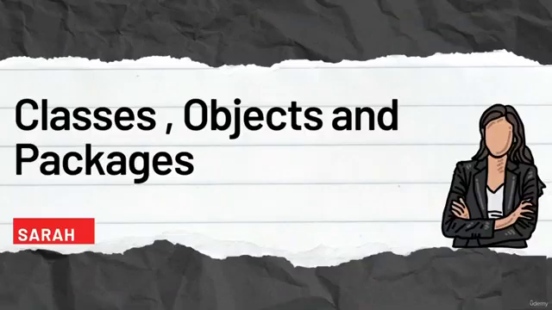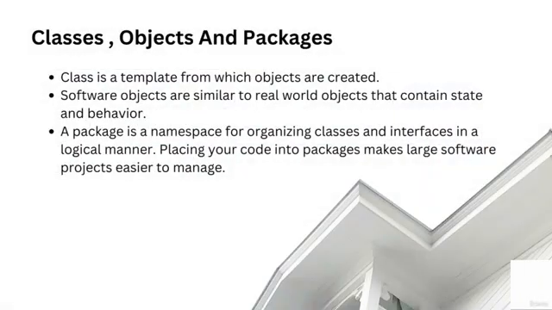Next, we'll be talking about classes, objects, and packages in Java. A class in Java is like a blueprint or a template from which objects are created. For example, in the real world we have a car blueprint from which real cars are made. Here, blueprint is a class and real cars are objects.